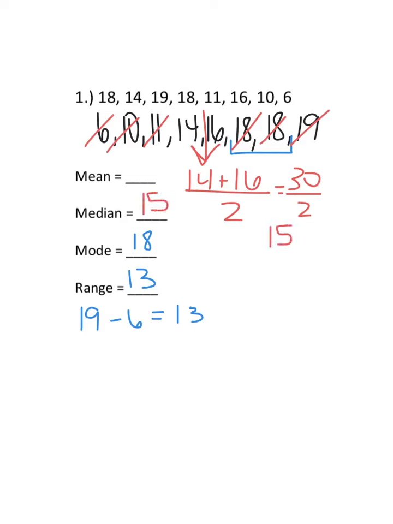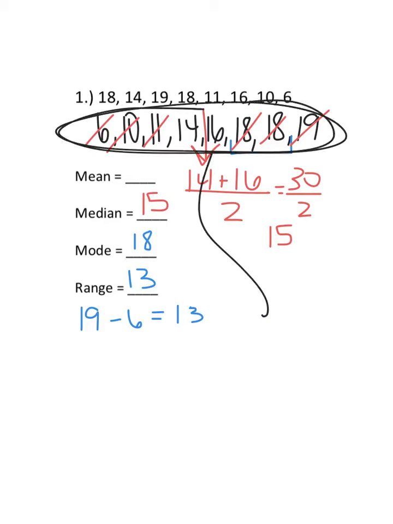And then finally my mean, I'm going to take all of my numbers, add them together, and get a sum. The sum that I get is 112. And then I'm going to do 112 divided by 8. And my final answer for my mean is going to be 14. So here are the statistics for example 1 on the second page.